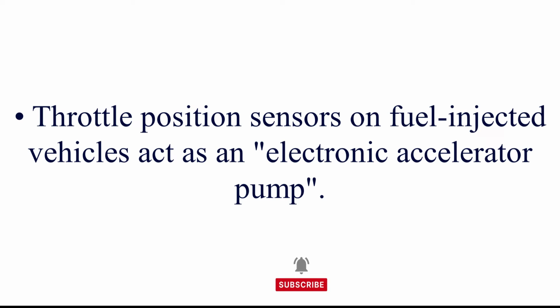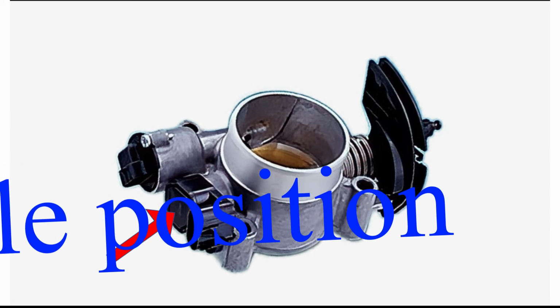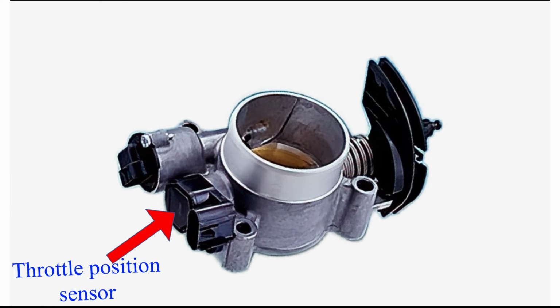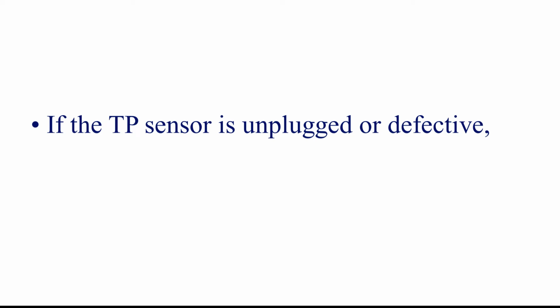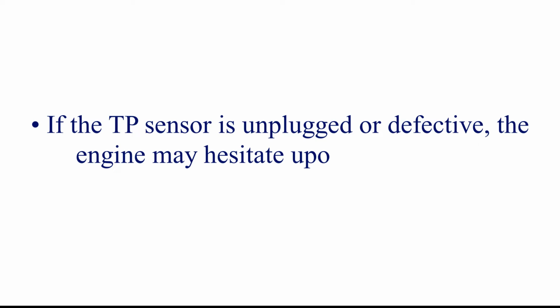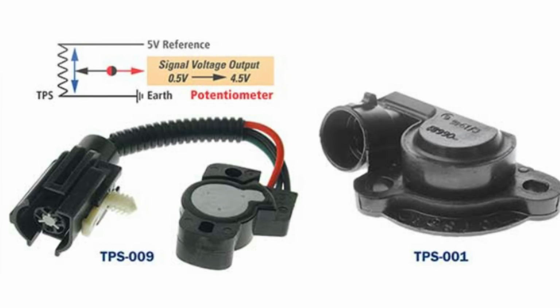Because the air can quickly flow into the engine when the throttle is opened, additional fuel must be supplied to prevent the air-fuel mixture from going lean, causing the engine to hesitate when the throttle is depressed. If the TP sensor is unplugged or defective, the engine may still operate satisfactorily but hesitate upon acceleration.